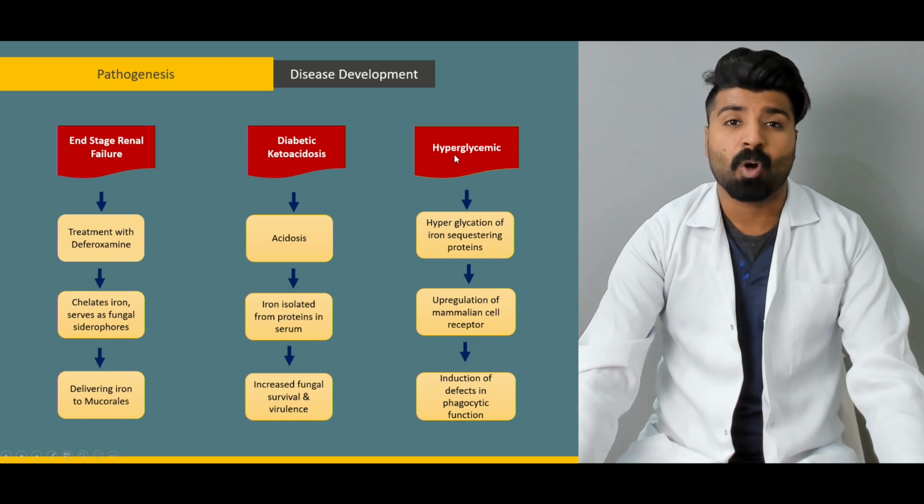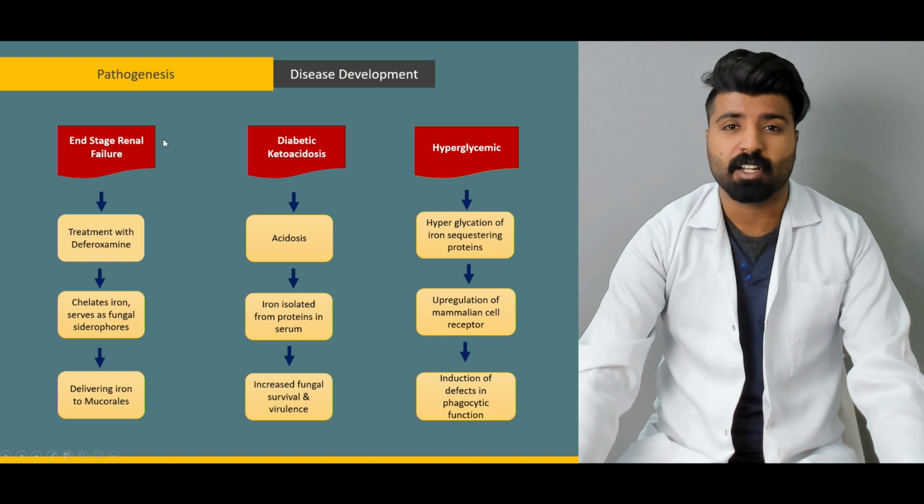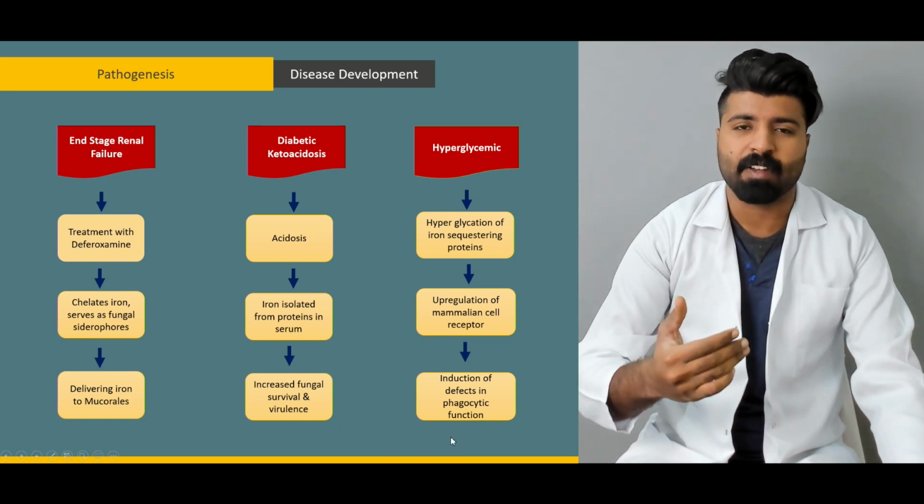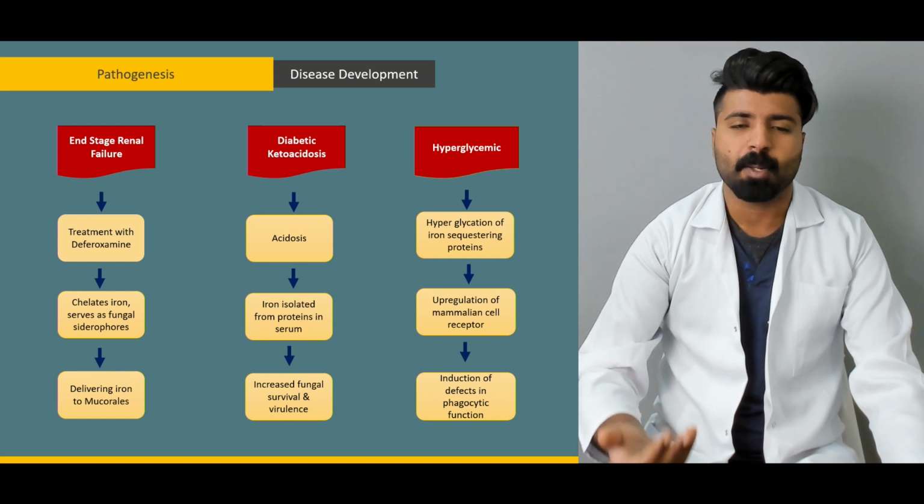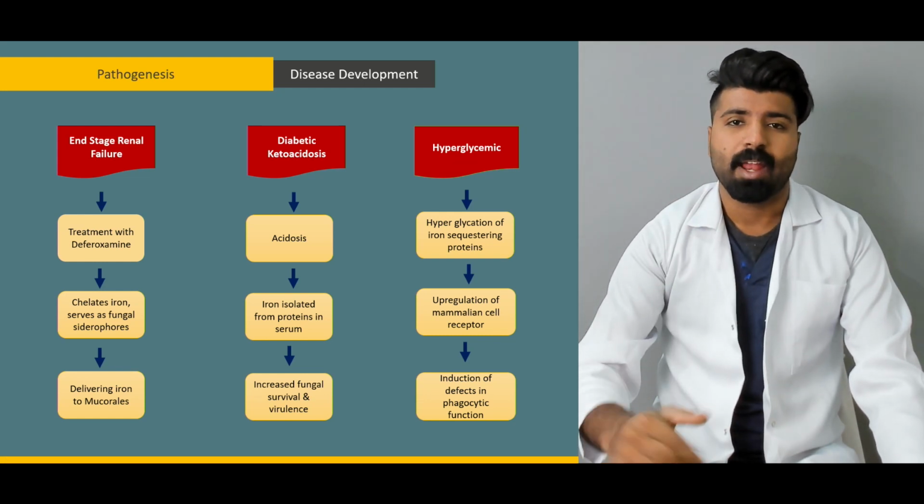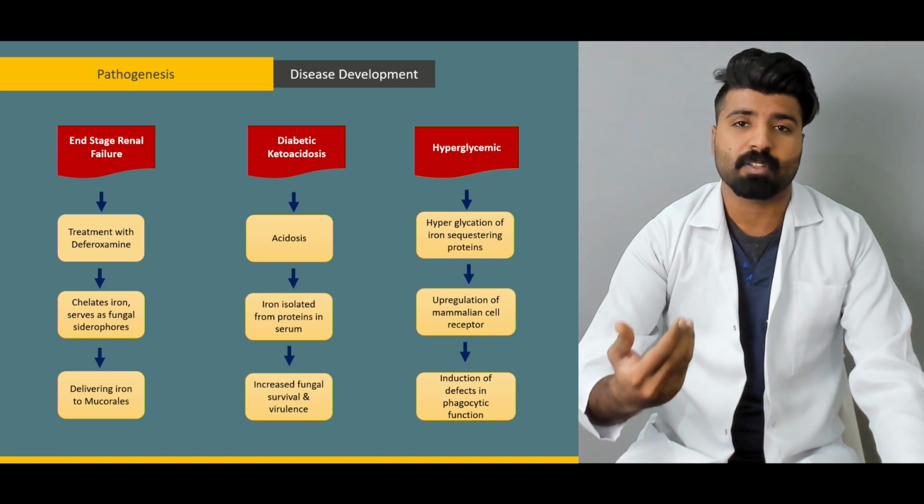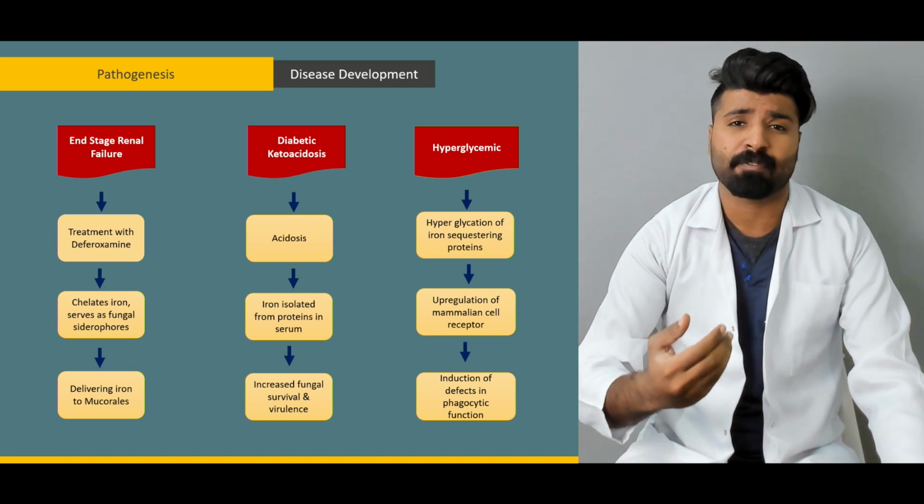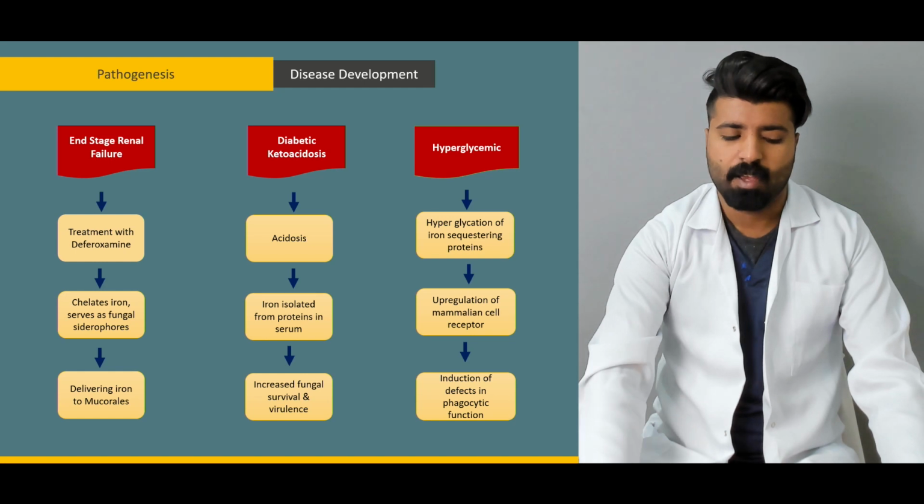And then we're going to talk about how hyperglycemia will lead to induction of defects in phagocytic function, which we will talk about back in the risk factors. If phagocytic function is compromised, it's actually the second line of defense provided by the body. If it's down, your whole immunity goes down, and it in turn promotes fungal survival and virulence.